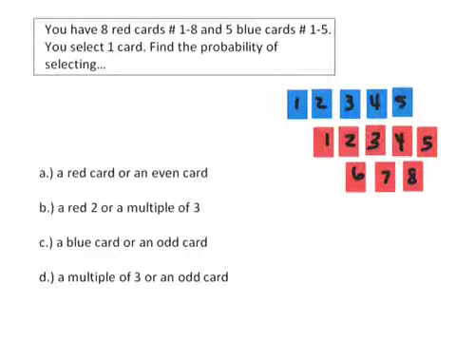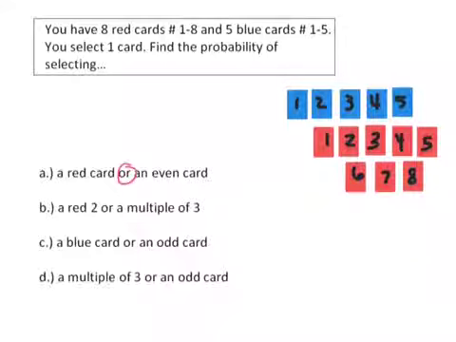If you think for a minute about red or even, we're talking about either overlapping events or mutually exclusive or disjoint events. The question you have to ask yourself is, can I draw a red card that is also even? And the answer is yes. The 2 and the 4, the 6 and the 8 are all both red cards and even. So because they are overlapping, we need to make sure to subtract those overlapping results.